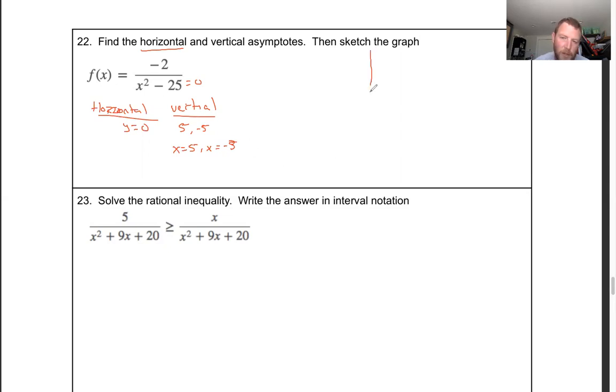Okay, so then they want you to sketch that with the asymptotes. So the horizontal is this way. Vertical is 5 and -5. Let's claim those are 5. Okay, now we got to sketch it. Okay, so how do we do that? How do we sketch this? And what does it look like?